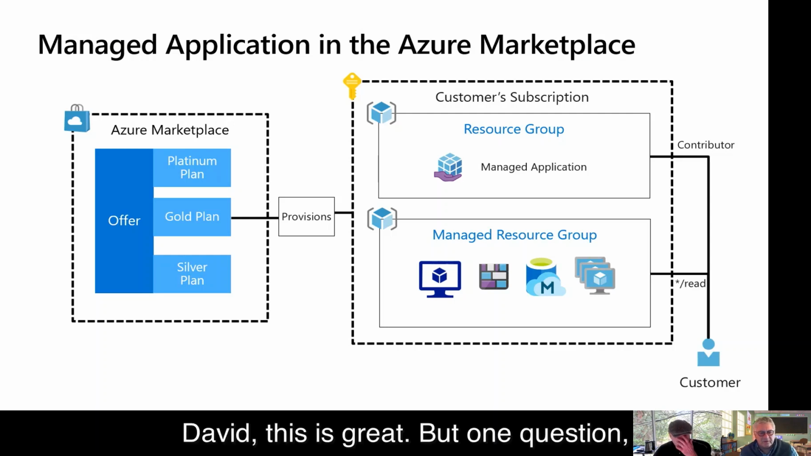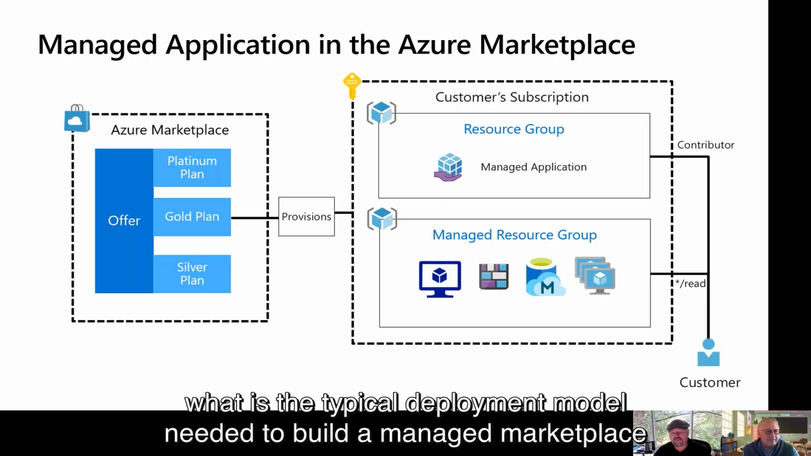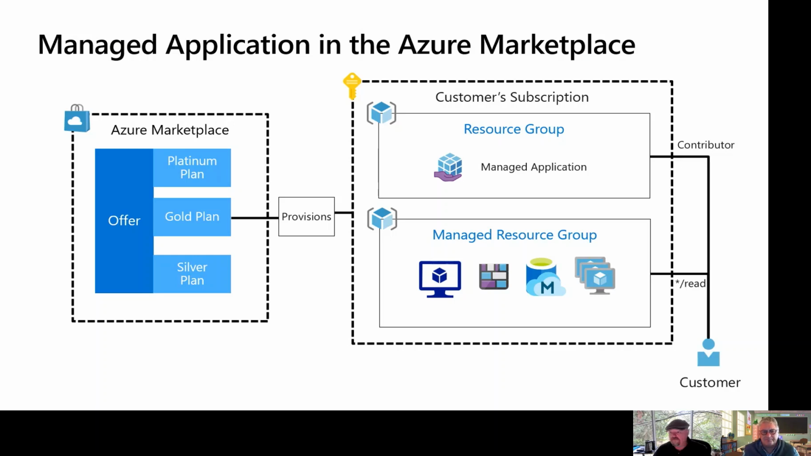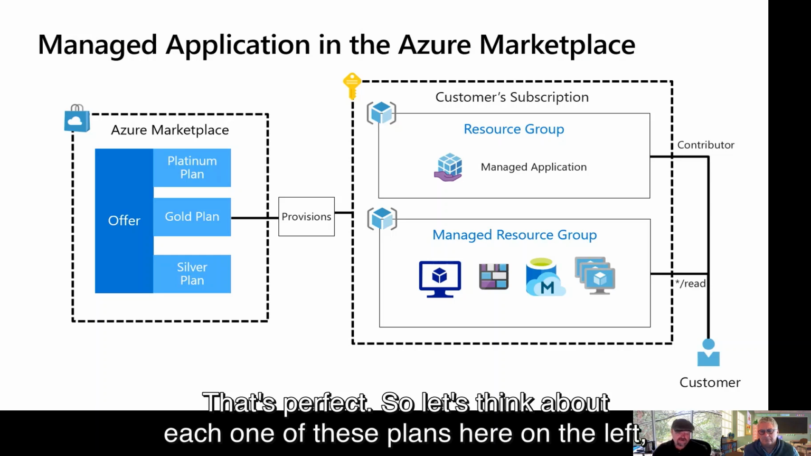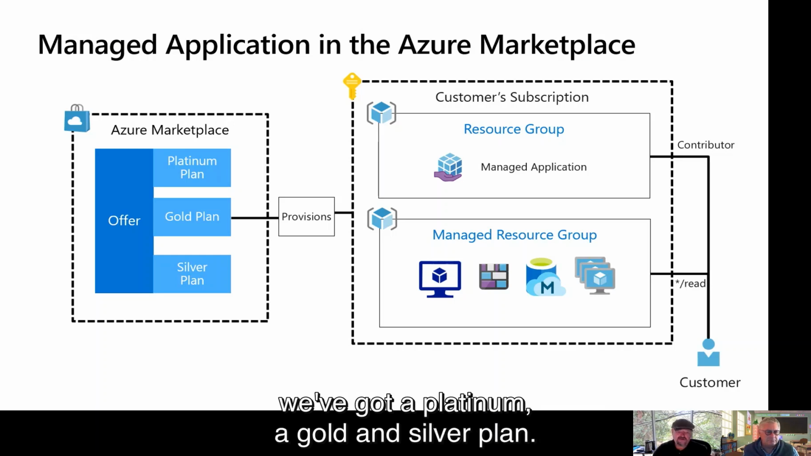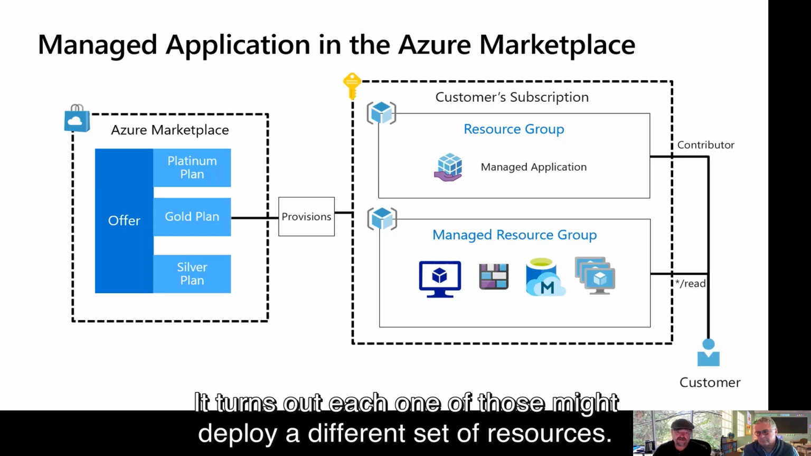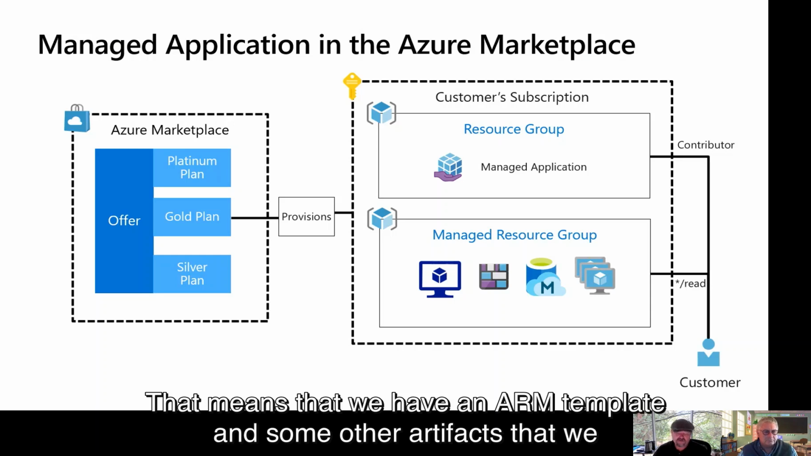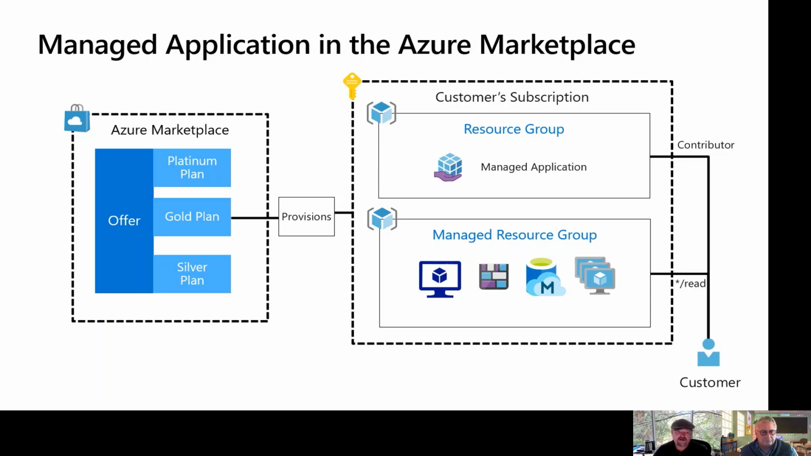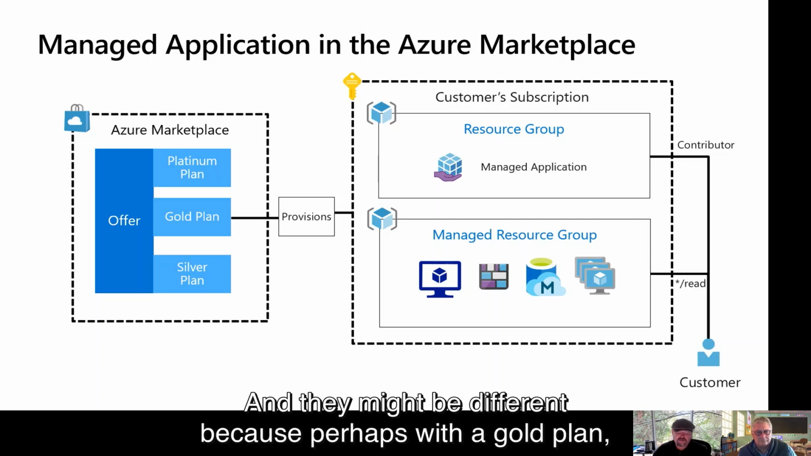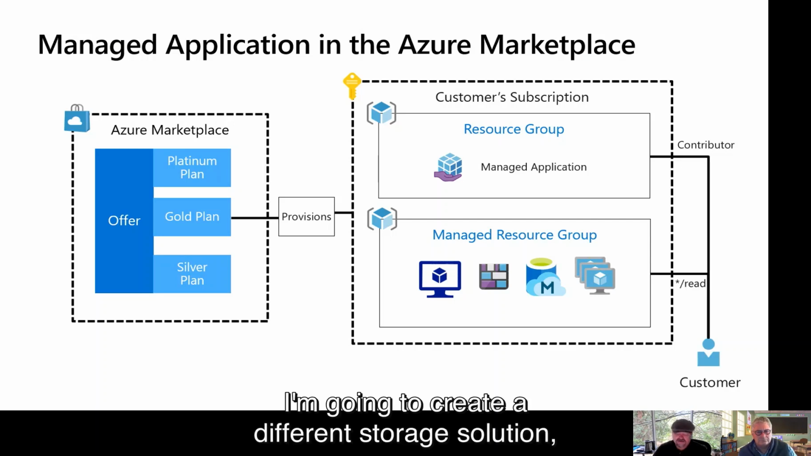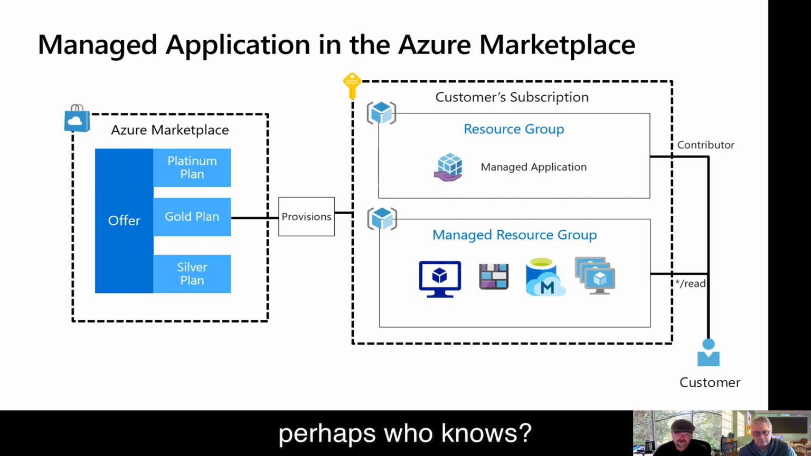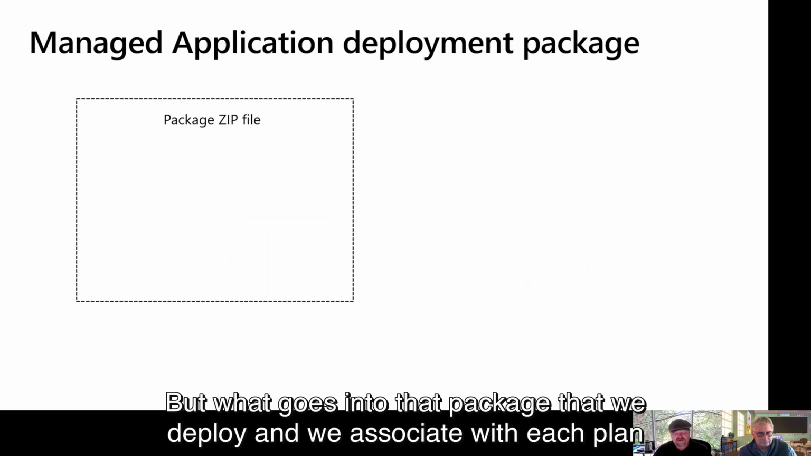David, this is great. But one question, what is a typical deployment model needed to build a managed marketplace application? That's perfect. So let's think about each one of these plans here on the left. We've got a platinum, a gold, and a silver plan. Turns out each one of those might deploy a different set of resources. And remember that we talked about them being created by an ARM template. That means that we have an ARM template and some other artifacts that we associate to each and every plan. And they might be different because perhaps with a gold plan, I'm going to create a different storage solution, perhaps.